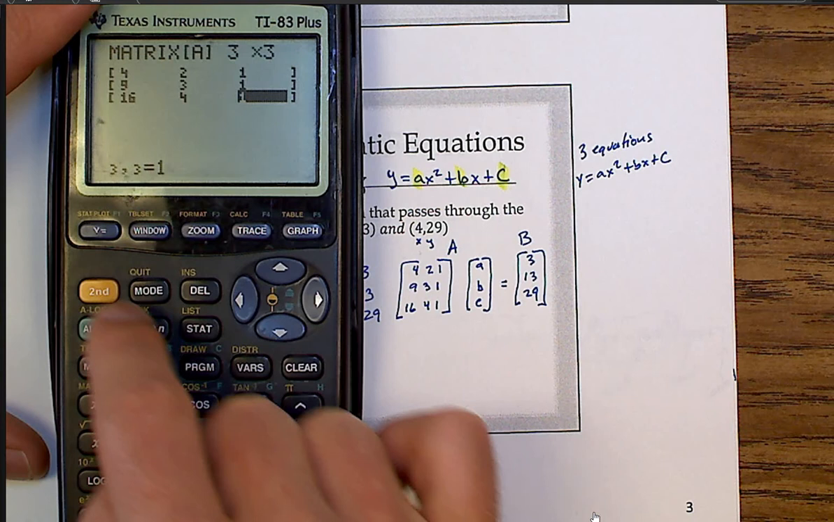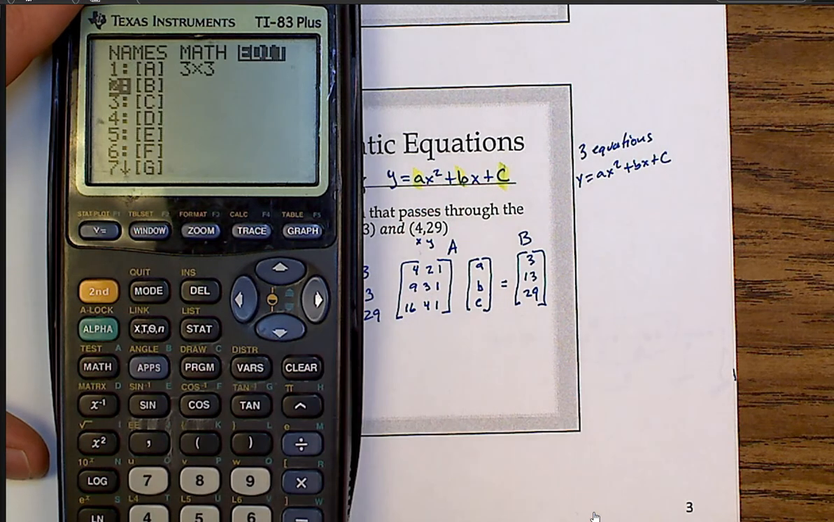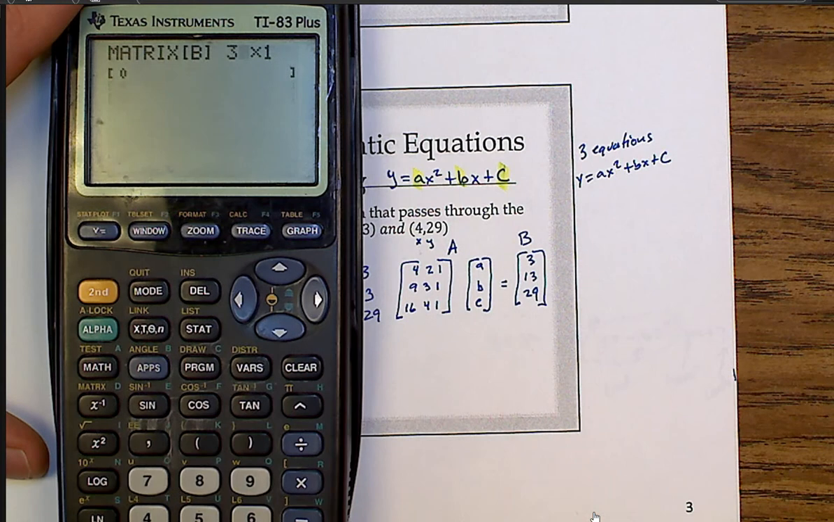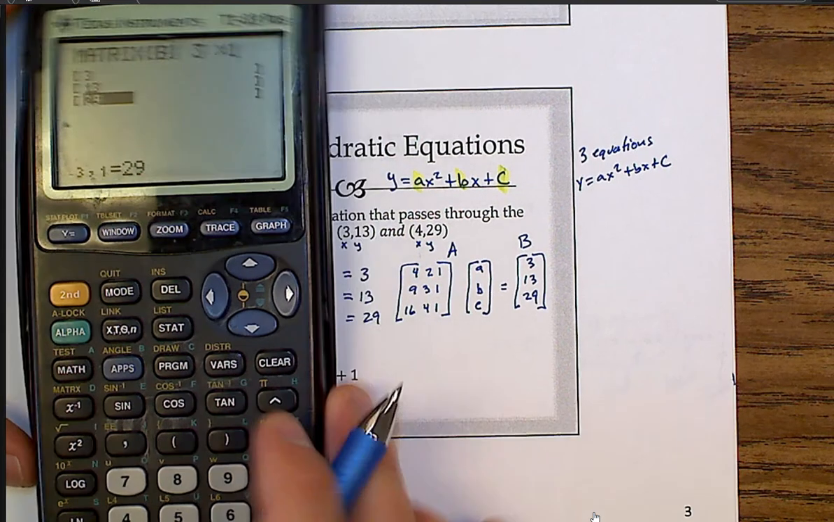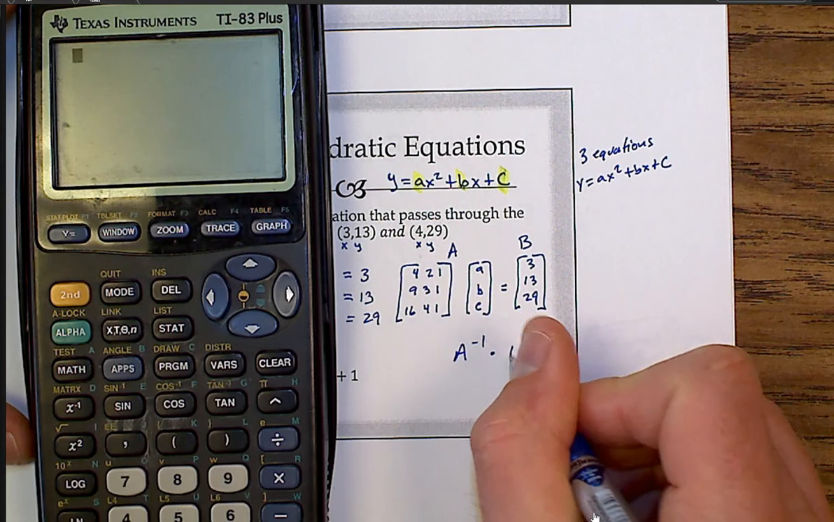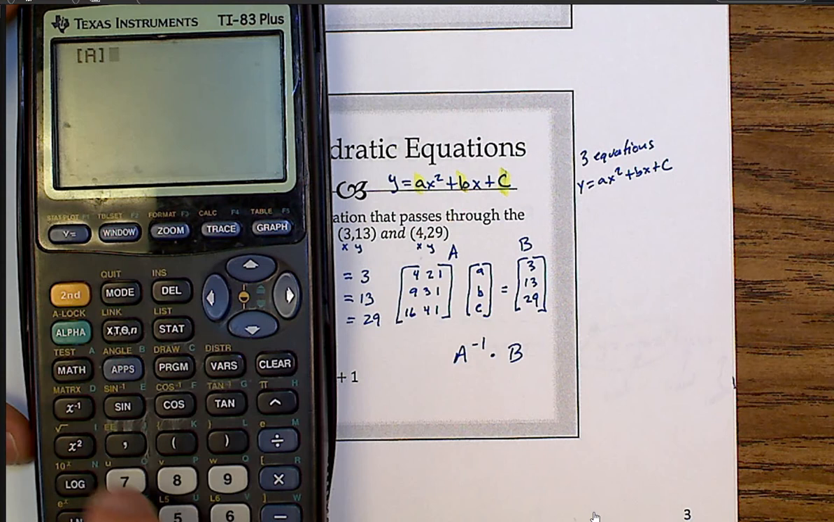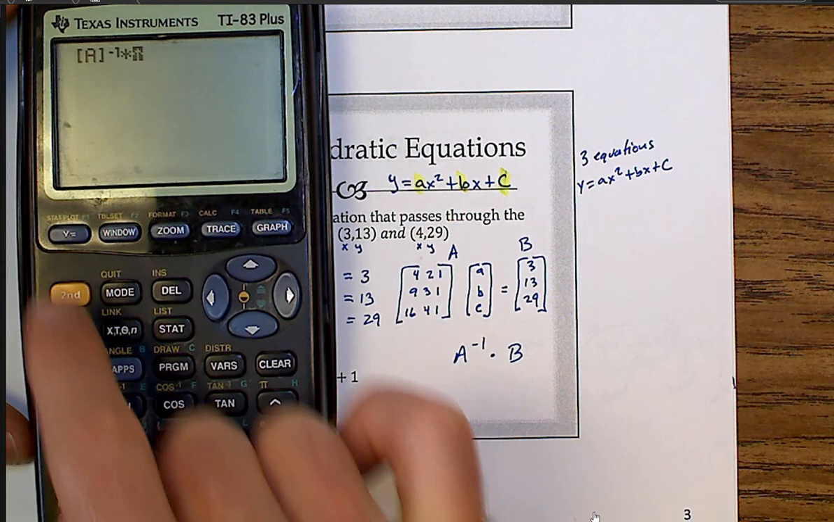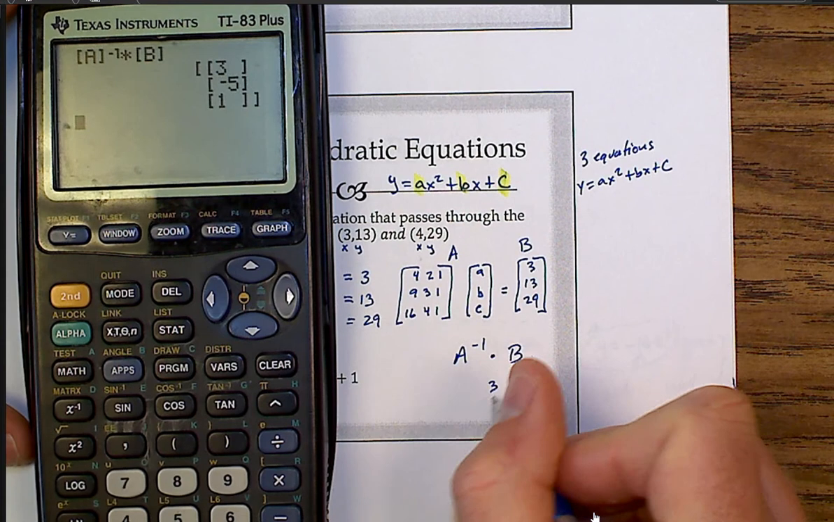I'm going to go back to second matrix, go over to edit, got to edit matrix B. This is going to be a 3 by 1, and that's going to be 3, 13, and 29. And remember, when I want to solve this with my graphing calculator, I have to go A inverse times B. So I'm going to go second matrix, there's A inverse times second matrix, go down to B, hit equals, and I have 3, negative 5, and 1.